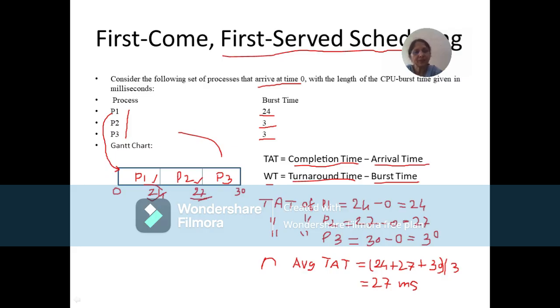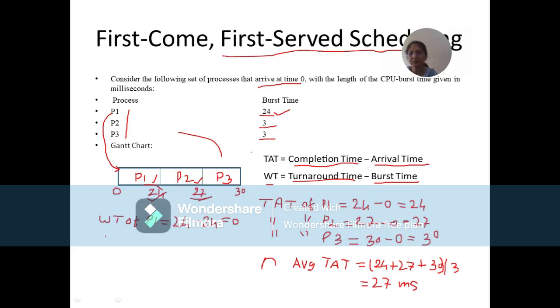Now it is time to calculate the average waiting time. Before that, we have to calculate the waiting time of each and every process. What is the formula? The formula of waiting time is the turnaround time of the process minus the burst time of that process. What is the turnaround time of P1? The turnaround time of P1 is 24 milliseconds. And what is the burst time of P1? The burst time of P1 is also 24. So we'll write 24 minus 24, which is 0.